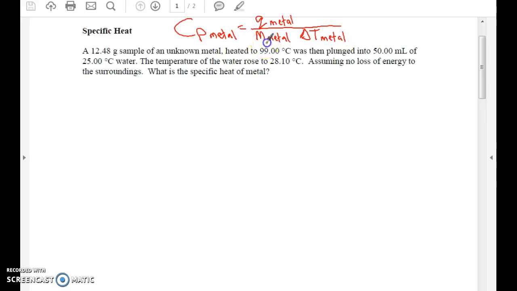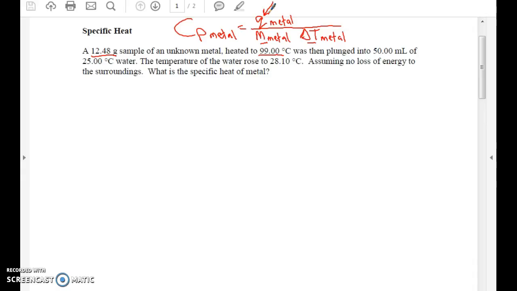Now, the mass of the metal and the delta T of the metal we can get from the problem pretty easily. The mass is listed, 12.48 grams. Now, it doesn't specifically say the final temperature of the metal, but the initial temperature is 99.00 degrees Celsius. The final temperature of the metal is going to be the same as the final temperature of the water, which is 28.10 degrees Celsius. They'll end up at the same temperature. So what we have to solve for is the heat content of the metal, Q metal.